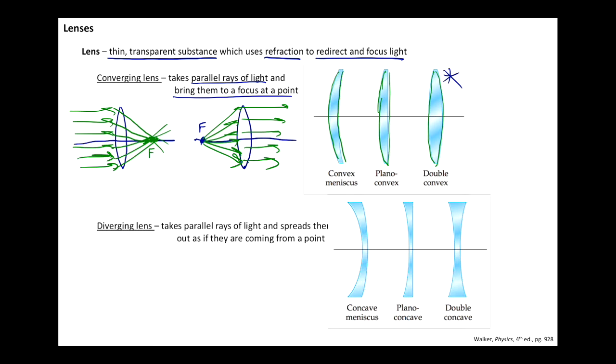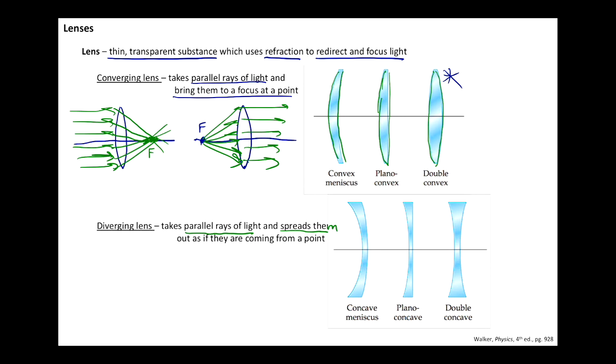All right? The opposite of this is the diverging lens, which does exactly the opposite. It's going to spread light rays out. So we could say that it takes parallel rays of light and spreads them out as if they are coming from a particular point. And, of course, that point will be the focal position.